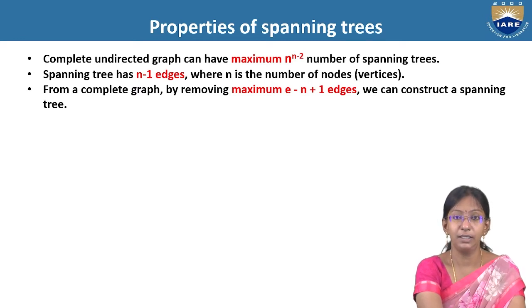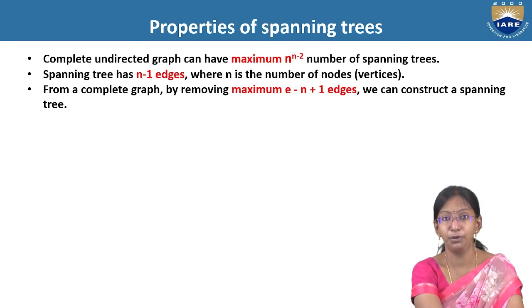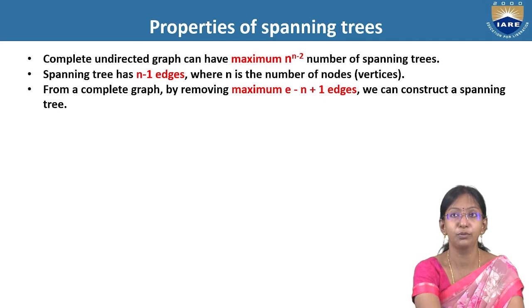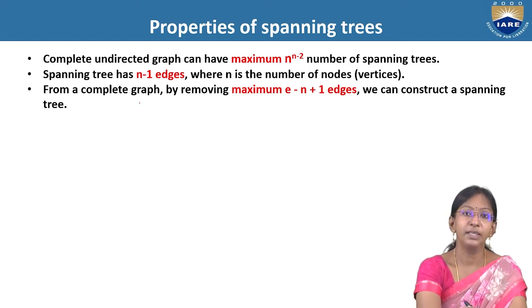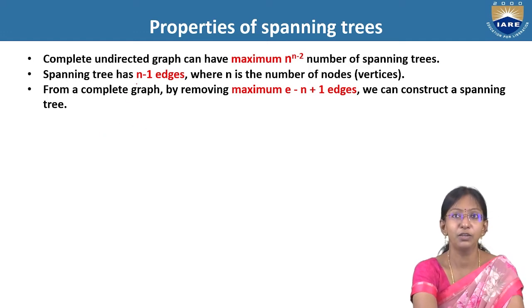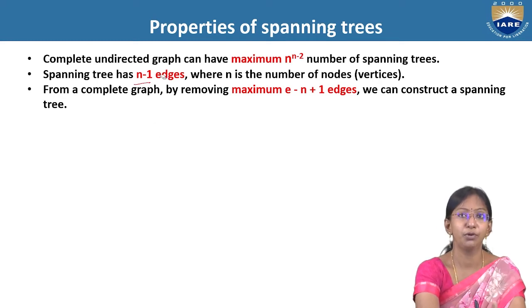Say in an undirected graph, there are n number of nodes, you can have a maximum of n power n minus 2 number of spanning trees. N power n minus 2 number of spanning trees. And each spanning tree has n minus 1 edges if it has n nodes.